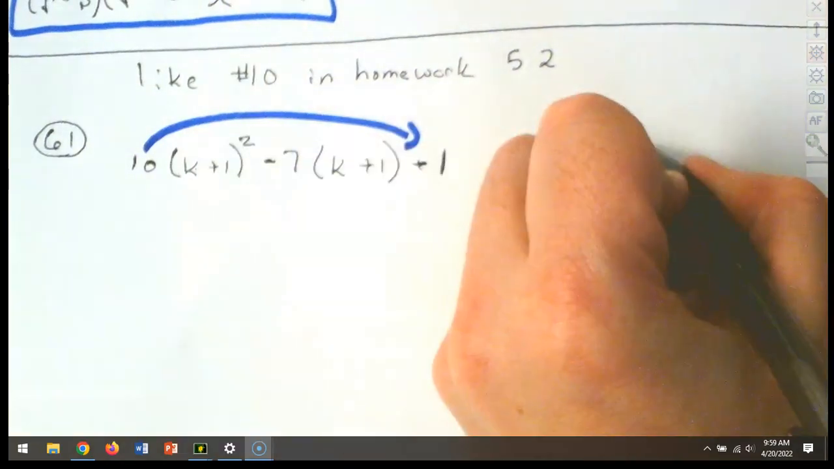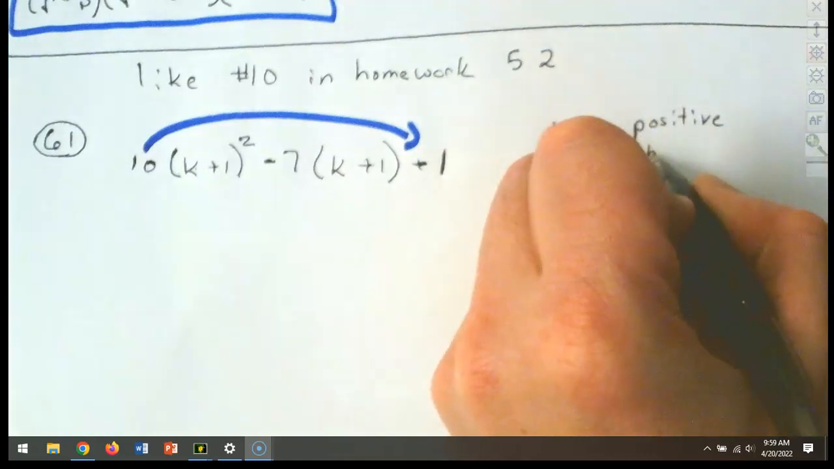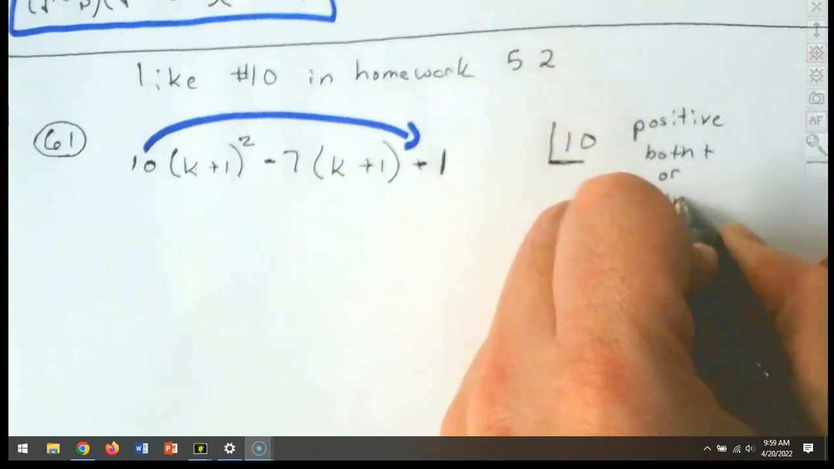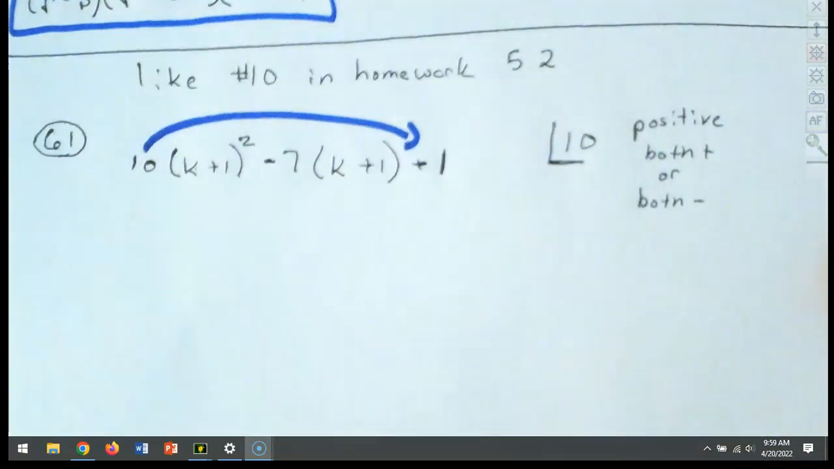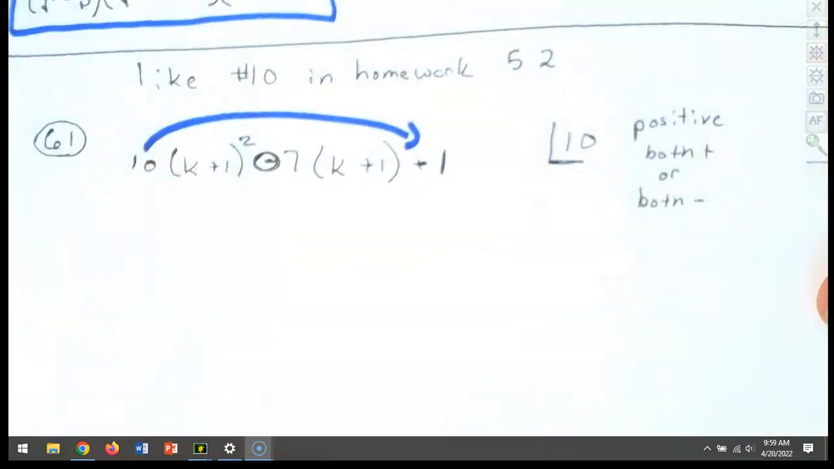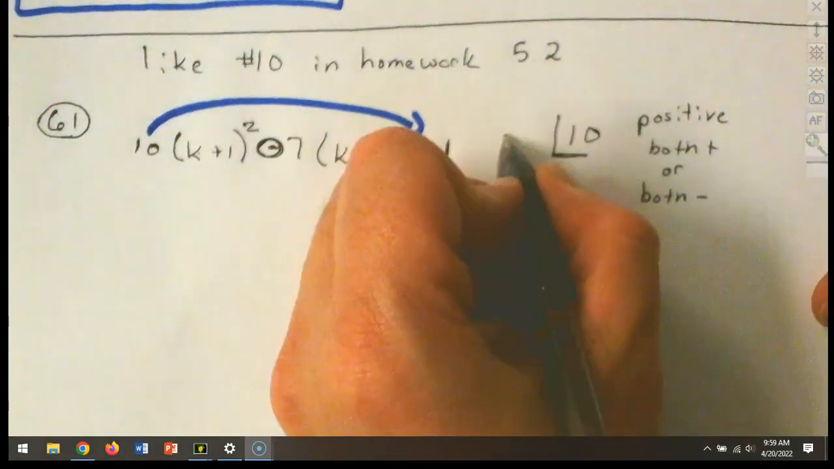10 is positive. So they're either both positive or both negative. Now, which one do we have? Are they both positive or are they both negative? Look at the sign in the middle. What's the sign in the middle? Negative. So these are both negative.